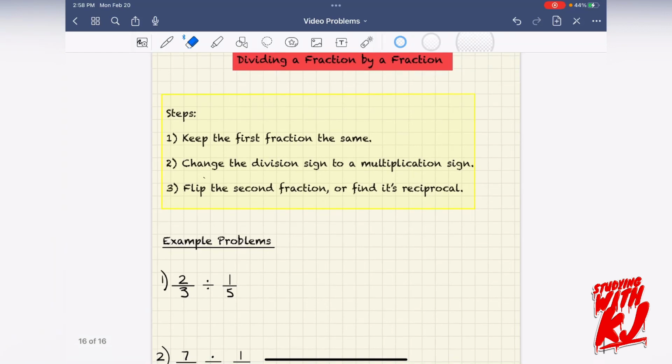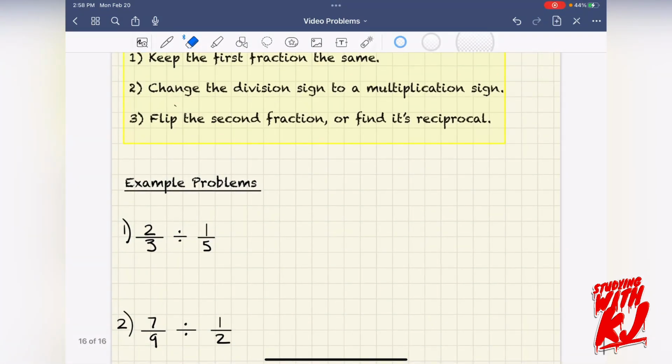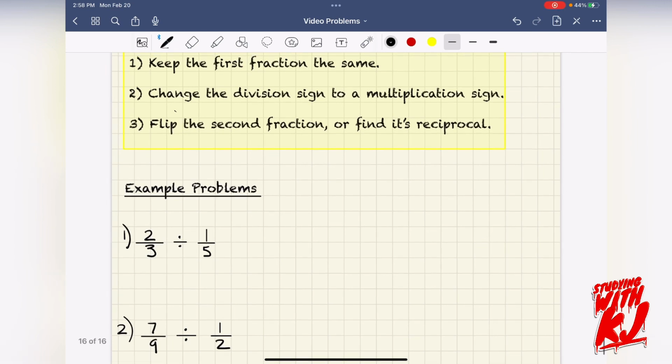So example 1 reads 2 over 3 divided by 1/5. Or in other words, we're trying to see how many 1/5 are in 2 over 3. So let's start off with our first step, which is keep our first fraction the same. So let's rewrite 2 over 3 below, being that we're keeping that the same. Step 2 is change the division sign to a multiplication sign. So let's change our division sign to a multiplication sign below.